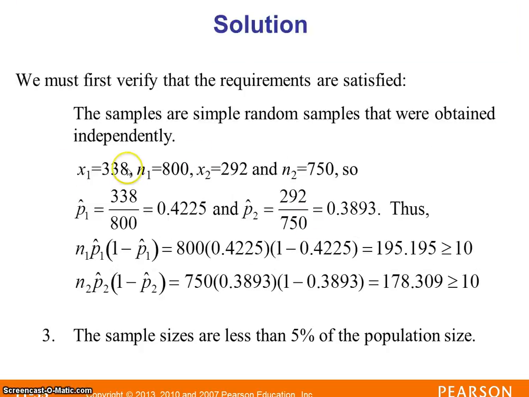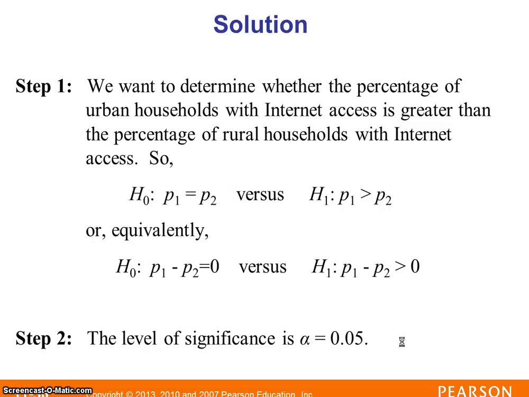So again, these are your x1, n1 values. You would use that to compute p1 hat and p2 hat. Again, verify that the conditions are met, which they are. And then set up your hypothesis. So the claim that you're making here is that the percentage of houses with internet access has increased, that p1 is greater than p2. And again, this is at the 0.05 level of significance.